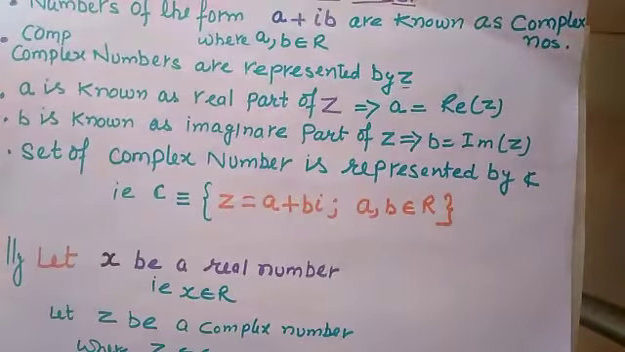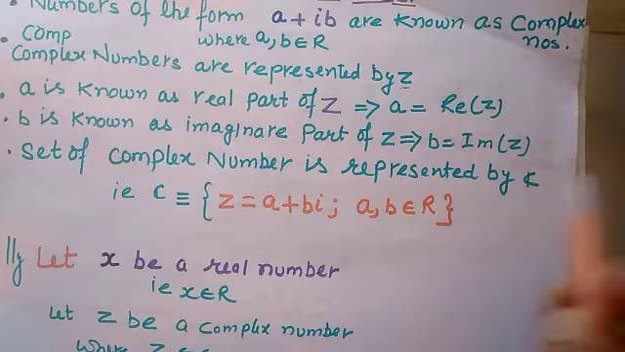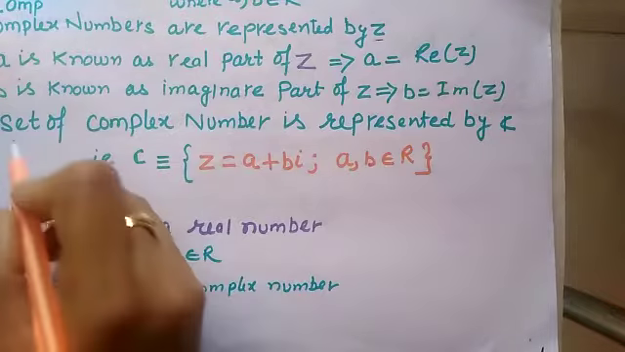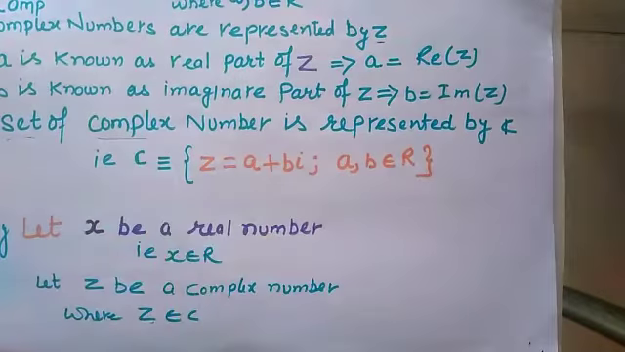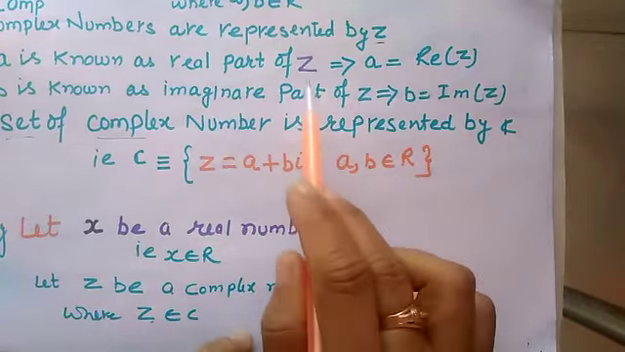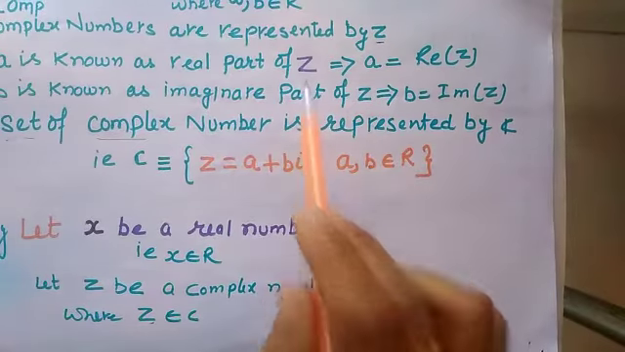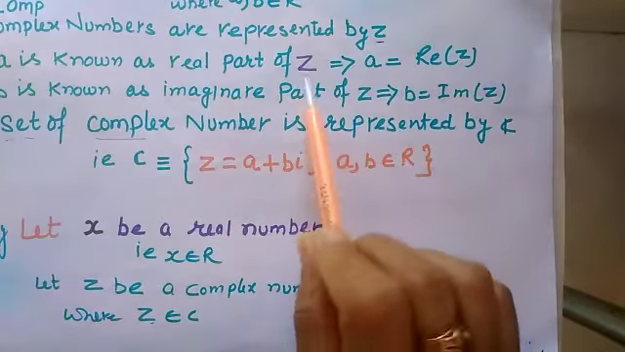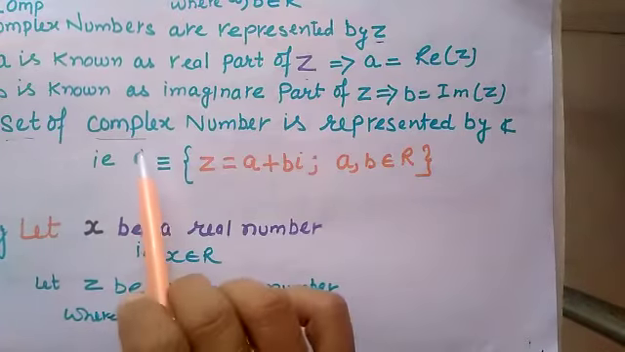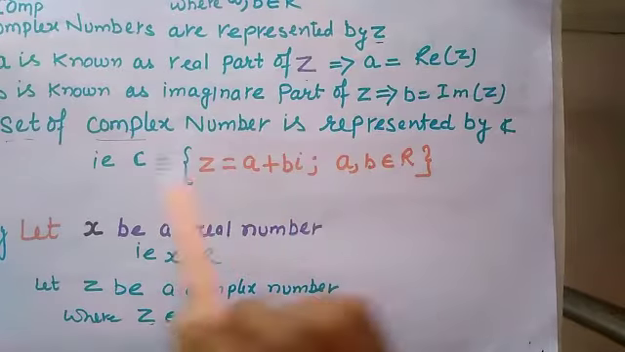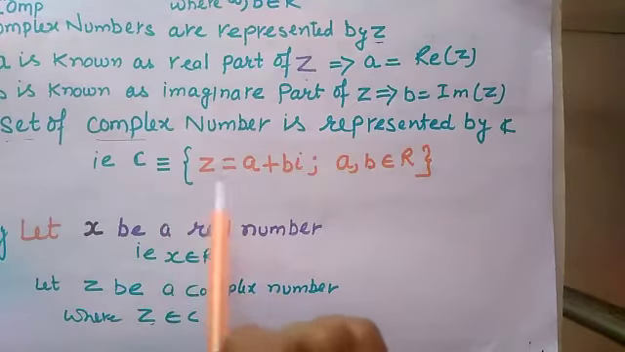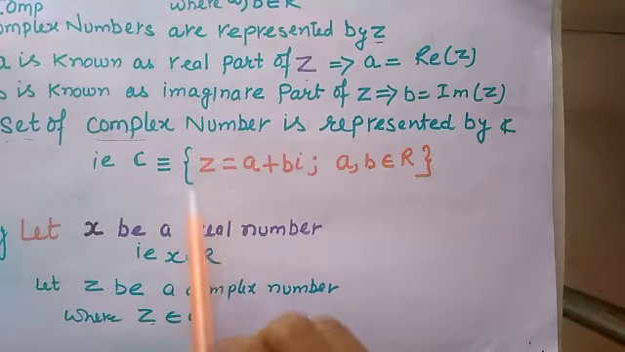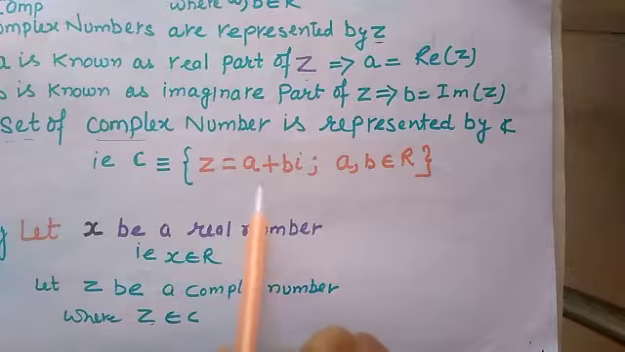The set of complex numbers is represented by C. Here the notation C is given for the set of complex numbers, not a single complex number. If we talk about a single complex number, then we denote it with the Z. But if I'm talking about the set of complex numbers, then I will use the C. So this is the difference between Z and C. C is the set of complex numbers, whereas Z is a single complex number. It is a set of complex numbers, and a complex number is denoted with the Z, a plus iota b.